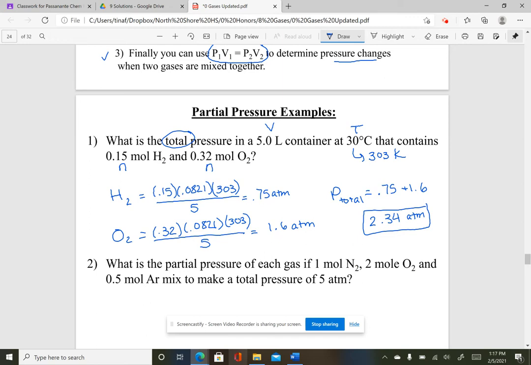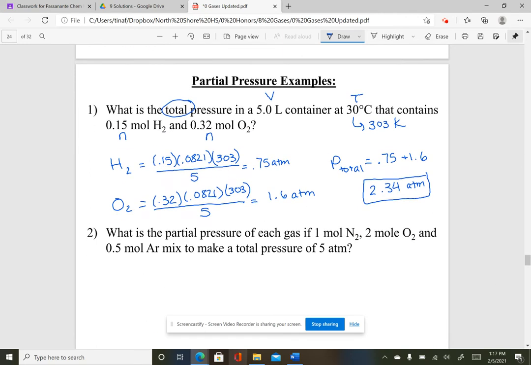All right, let's look at my next one. What is the partial pressure of each gas? They're not even asking me to find the total, which means I can skip the last step of adding everything together. If I have 1 mole of nitrogen, 2 moles of oxygen, and 0.5 moles of argon to make a total pressure of 5 atm.